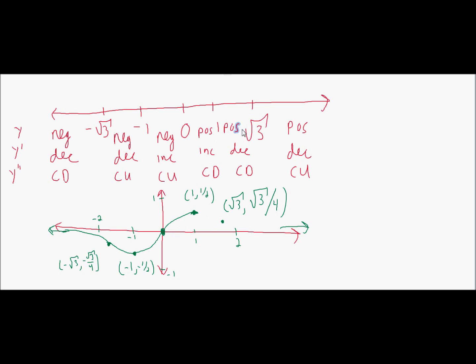From 1 to √3, it's positive decreasing concave down. That looks like this guy, even though it's not the neatest thing in the world. That's okay. And from √3 to infinity, positive decreasing concave up. Looks like that guy. And that's what your graph looks like.